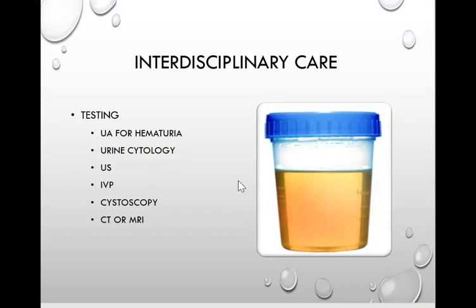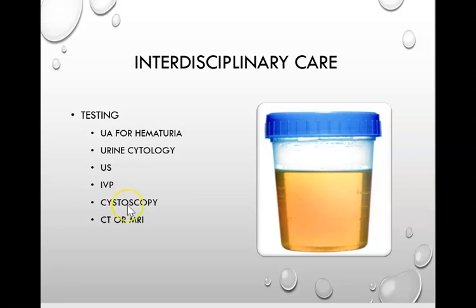Interdisciplinary care for this, we're going to be getting some testing. We're going to do a UA looking for hematuria. Urine cytology, that's a microscopic evaluation of the cells, and it identifies abnormal cells. So a lot of times with these, you can see the tumor cells in there. Ultrasound of the bladder, and they should be able to visualize any type of bladder tumor. They may also do an IVP as well. That's a pretty common test for the urinary system, and that may reveal a rigid deformity of the bladder wall. So obstruction of the flow can be detected with that.